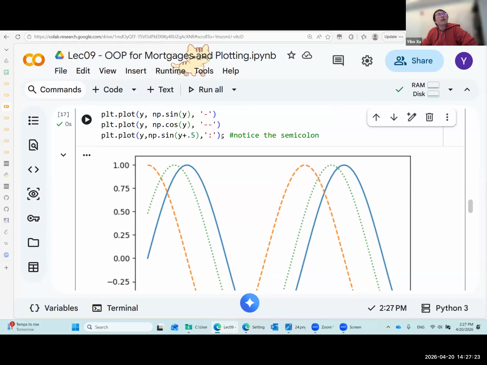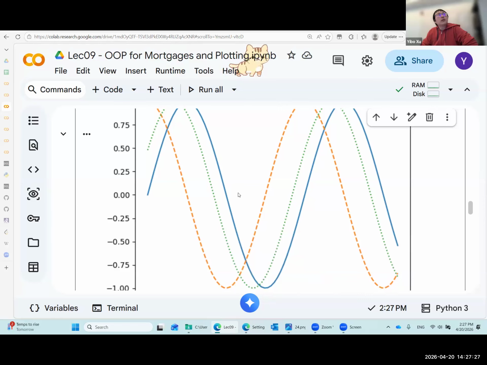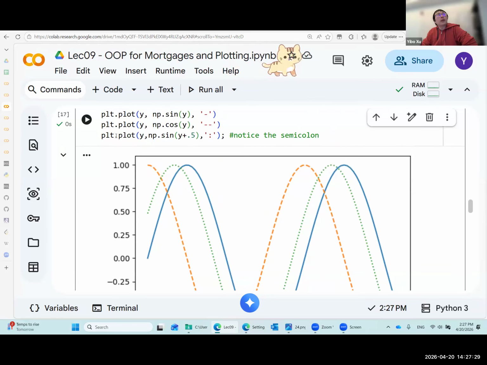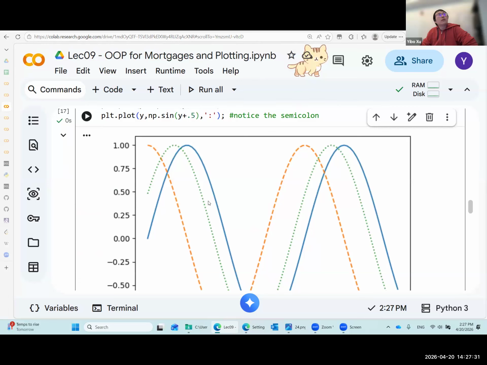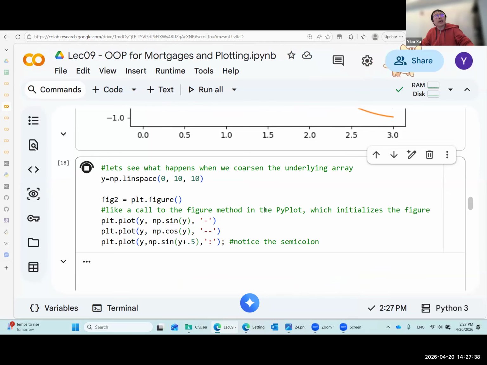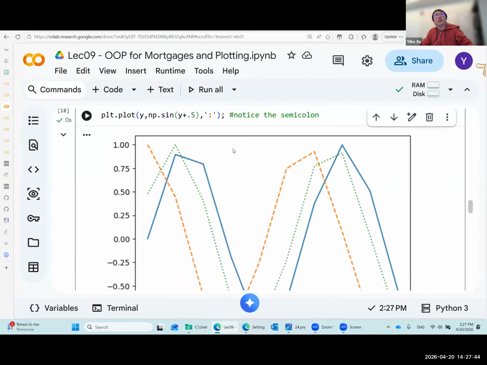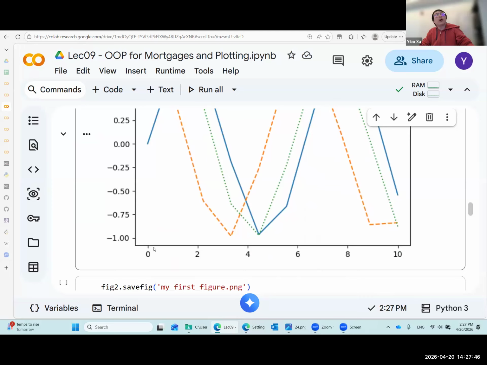And once again, we have the semicolon there to suppress the function output of plot. And let's change it back to 10 to sort of revisit the behavior here. So it's from 0 to 10. I'm using 9 intervals to get 10 data points.